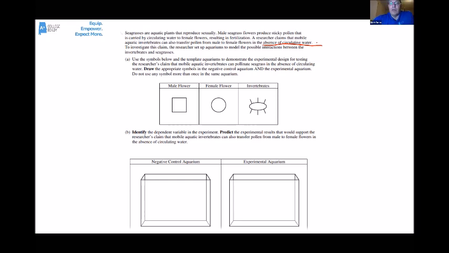All right, so notice down at the bottom, we've got two aquaria. And remember, what we're trying to test, you got to always keep this in mind. You're trying to test, can invertebrates move pollen from males to females? So in the experimental group, you've got to have a male flower. So you would draw your little rectangle. You got to have a female flower. And then what we're trying to test is, can the invertebrates move the pollen back and forth? So they've got to be there too.